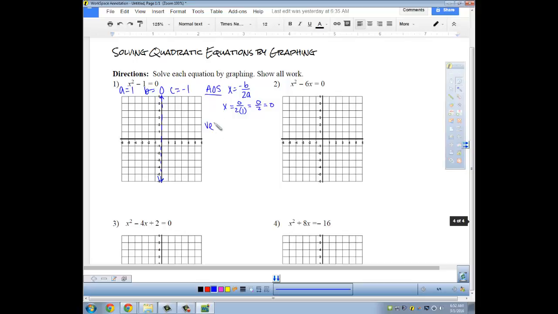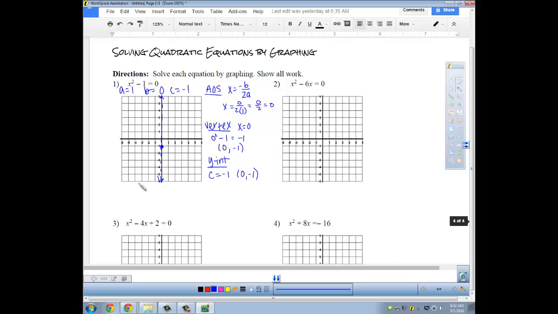To find the vertex, you take x equals 0, since that's what we just got in the previous part, and plug it in. So 0 squared minus 1. Well, 0 squared is 0, minus 1 is negative 1. So I'm looking at 0, negative 1. So make a dot at 0, negative 1. That's your vertex. Your y-intercept, remember your y-intercept is your c. Here your c is negative 1, so 0, negative 1. Oh, that's the same as my vertex, so that didn't help me out.